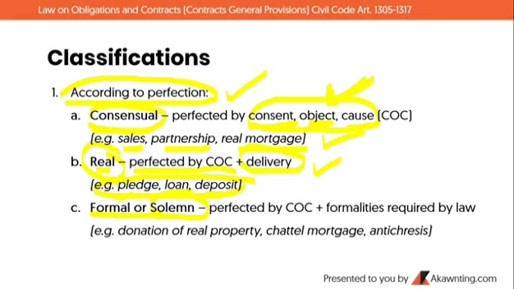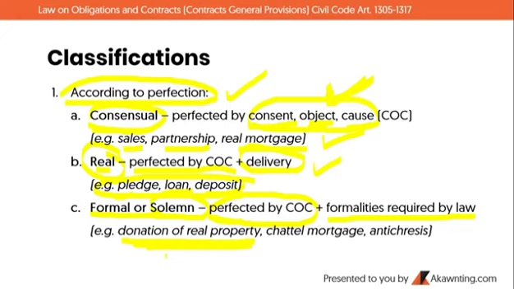Okay, so next, last tayo. Last type of classification of contract according to perfection. So, we have the solemn or formal contract. Pag sinabi natin formal contract, ito yung mga contract which are perfected by consent, object, and cause plus formalities required by law. So, for example, a contract of donation of real property requires that the donation must be in writing, parang kumbaga duly acknowledged before a notary public.